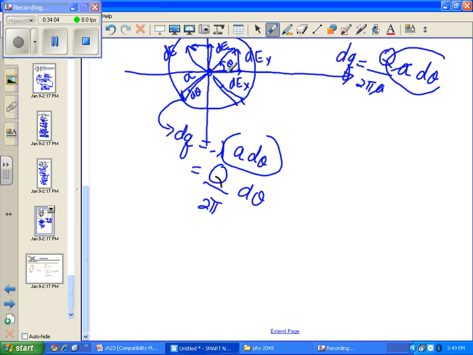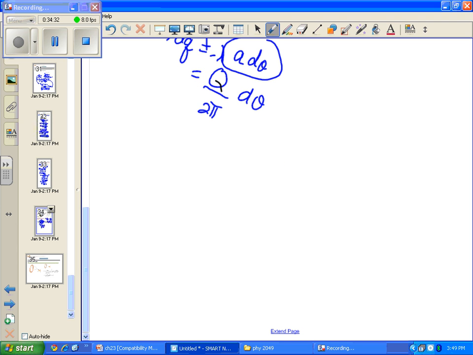Notice that this dEx would cancel this dEx. But then when we come over here, we would have the cancellation of the dEy's. And so effectively, every quadrant of this ring along the xy coordinate system cancels in the x and y components of the electric field. But we want to go ahead and just prove that, since this is as much an exercise in setting up a problem and working through the integration.